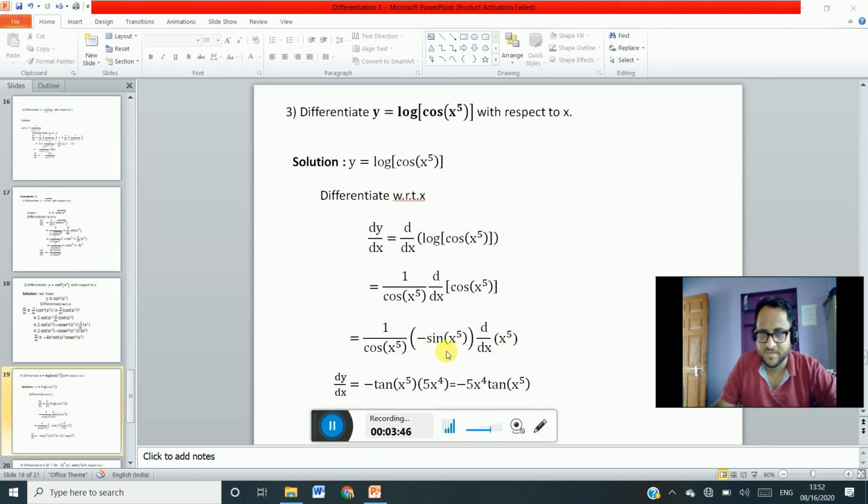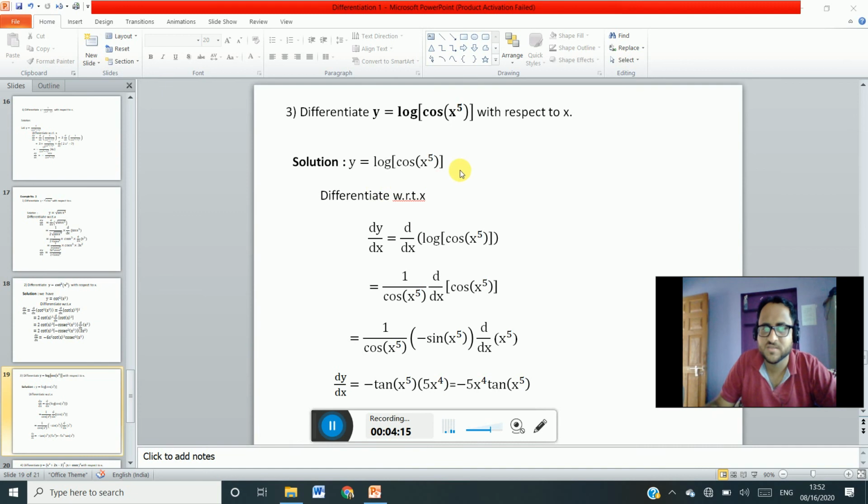Then minus sin, and we know that sin upon cos is what? Tan. So we get minus tan x to the power 5. And what is the derivative of x to the power 5 by using the formula of x to the power n? It is 5x to the power 4, right? So finally what we get? Minus 5x to the power 4 into tan x to the power 5. This is the derivative of log of cos x to the power 5, right?